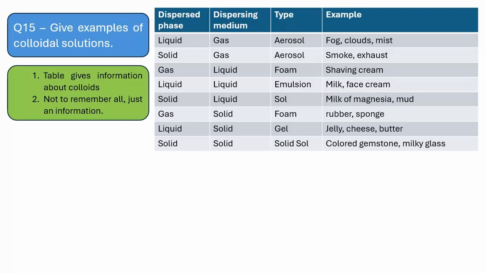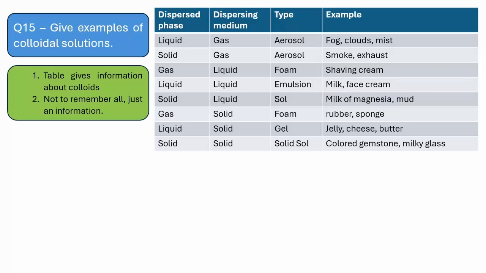It's called aerosol. Okay, when you disperse gas in a liquid, right, you take a liquid and you pump gas into it, and the gas gets mixed, you will get what is known as a foam. For example, shaving cream. Similarly, if you mix a liquid inside a liquid and make a colloidal solution, you get emulsion. For example, milk, face cream, etc. If you disperse solid inside a liquid, you get what is known as sol. For example, milk of magnesia, etc.